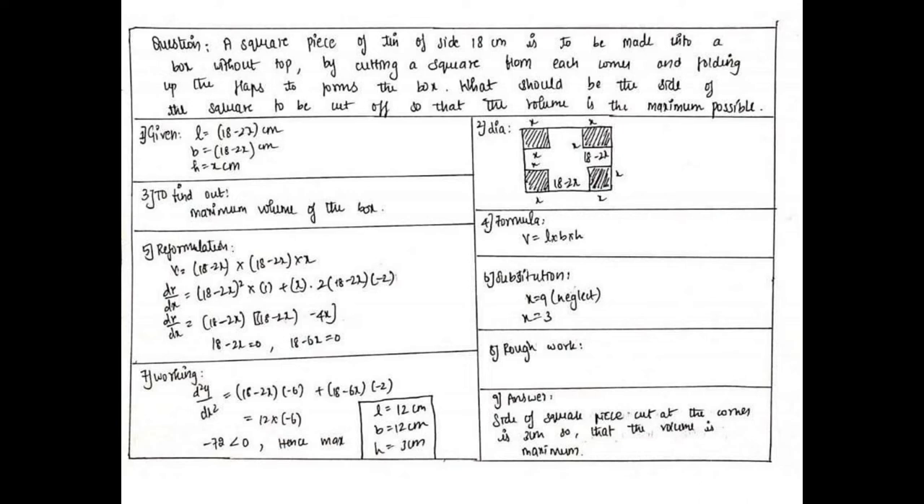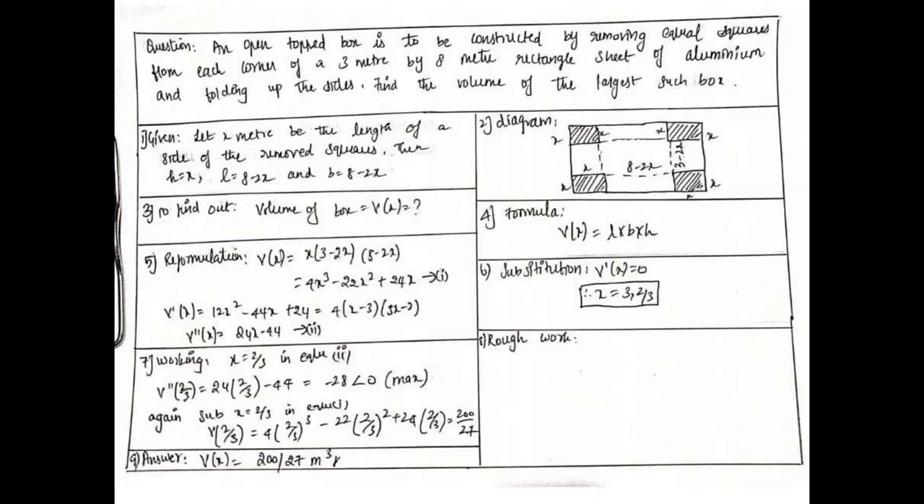Substitution, x is equal to 9, neglect, x is equal to 3. Working, d square y by dx square is equal to 18 minus 2x into minus 6 plus 18 minus 6x into minus 2, it's minus 72 which is lesser than 0, hence it is maximum. Answer, side of square piece cut at the corner is 3 cm so that the volume is maximum.